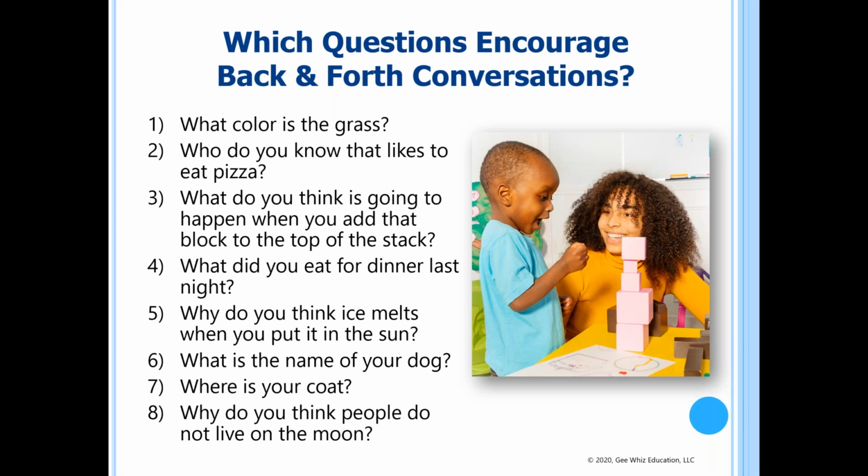We as adults know why people do not live on the moon, but children don't have all that background knowledge necessarily, especially young children. So their answers might be all over the place. It might be something like, well, we can't drive our car there, or it might take too long to get there, or there's no McDonald's there. Who knows what they might say? So the answers will be all over the place. But the point is not the answer.